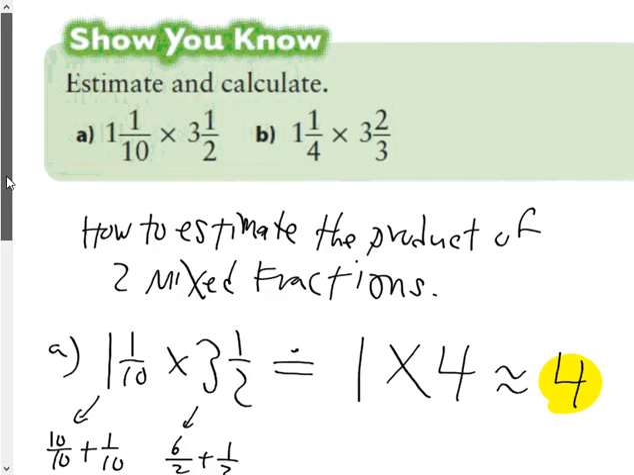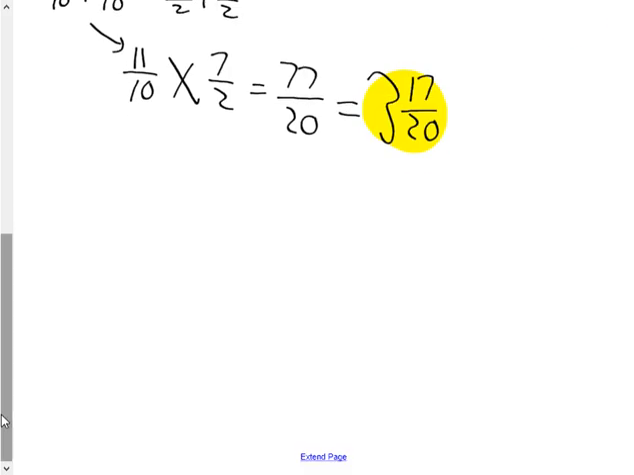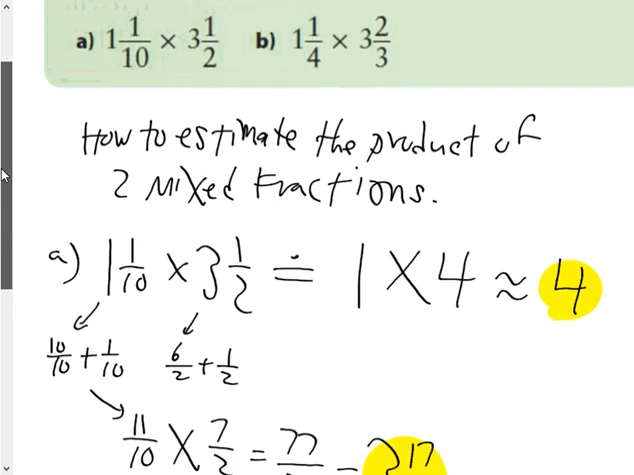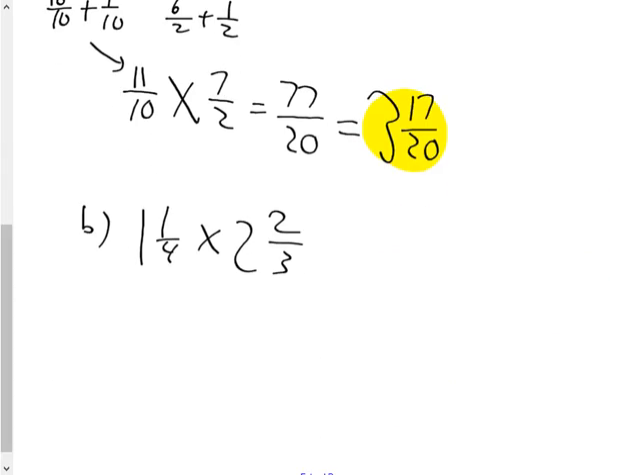In the second one, we have 1 1/4. So B is 1 1/4 times 3 2/3. Sorry, 3 2/3. So what is our estimation going to be? It's approximately equal to, the equal sign with a dot. 1 and 1/4 will become which whole number, 1 or 2? 1, because it's closest to 1. Multiplied by 3 2/3 is going to be approximately 4. So therefore, your approximate answer will be 4 again.